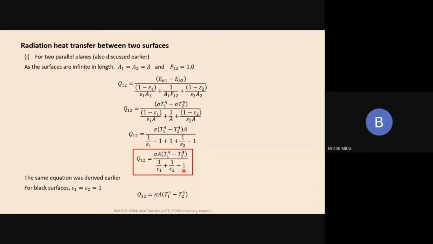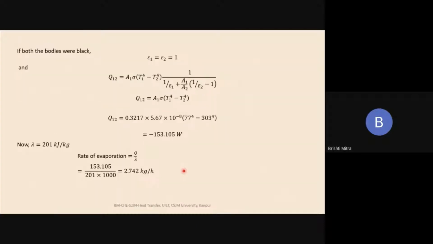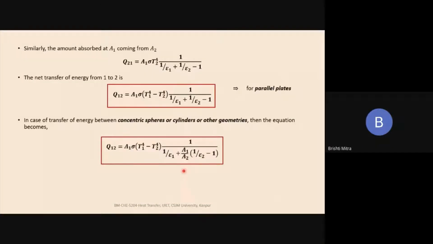Now, this is what we had already derived. I'll go back and show you where we had derived it, in case you're thinking about it. This is where we had derived it, if you remember. That is A or A1, sigma T1 to the power 4 minus T2 to the power 4, divided by 1 by epsilon 1 plus 1 by epsilon 2 minus 1. This is for parallel plates. We had done this by doing all this back and forth reflections. But now we can find the same expression from the generalized expression, putting the particular conditions.